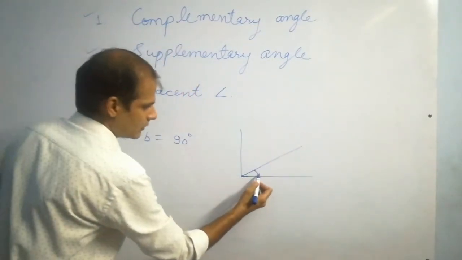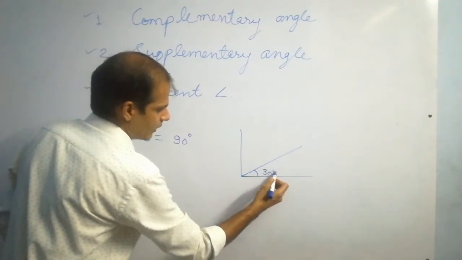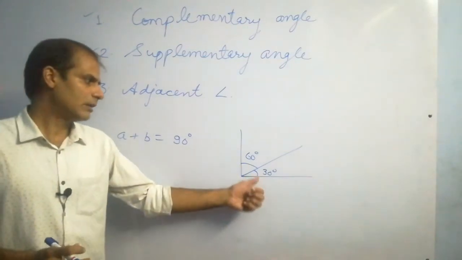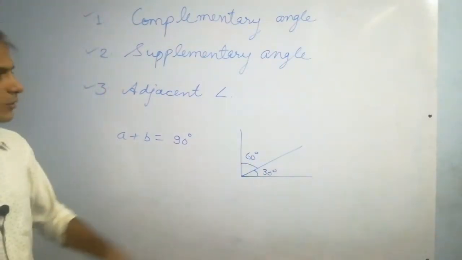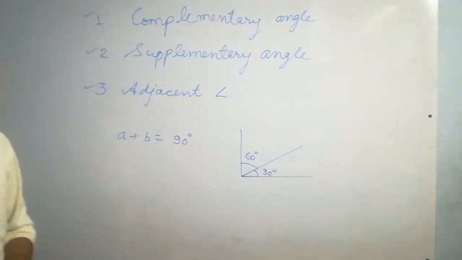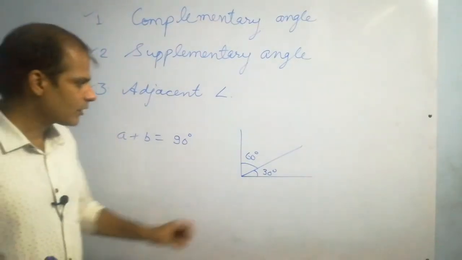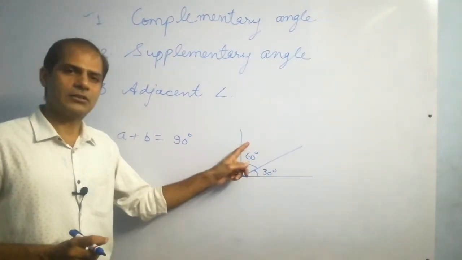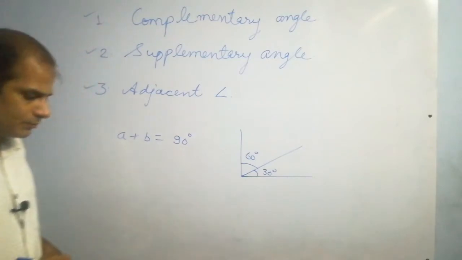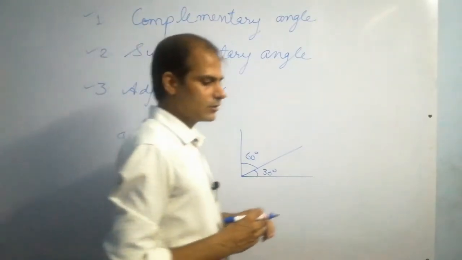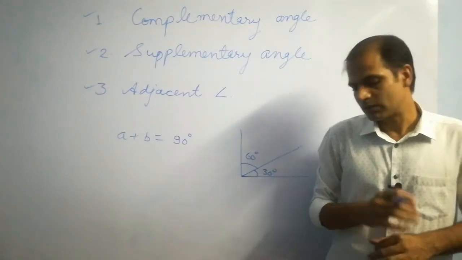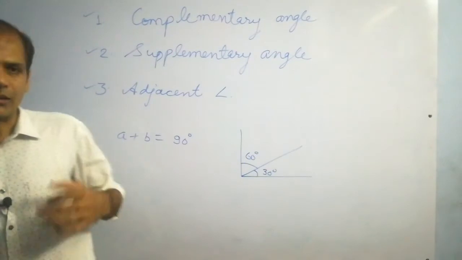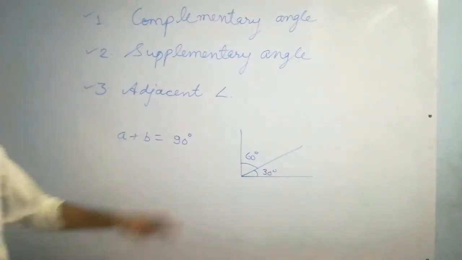suppose this angle is 30 degree and this is 60 degree. As you can see, 30 plus 60 is 90 degree. So we can say both these angles are complementary to each other. Means we can say 30 degree is complementary to 60 degree and 60 degree is complementary to 30 degree. So if the sum of two angles is 90 degree means a right angle, both of these are complementary to each other. Now, are there other possible combinations except this?